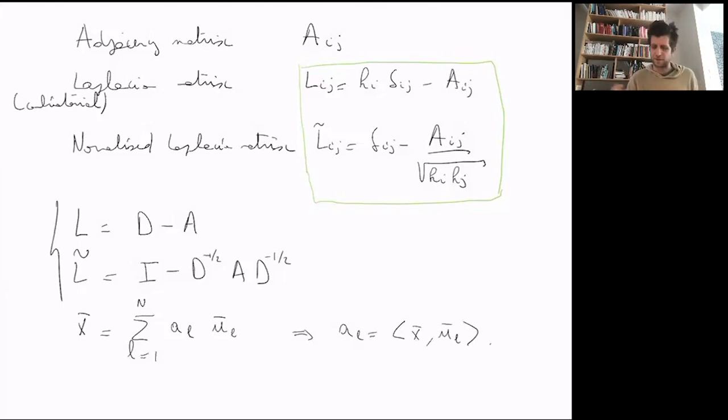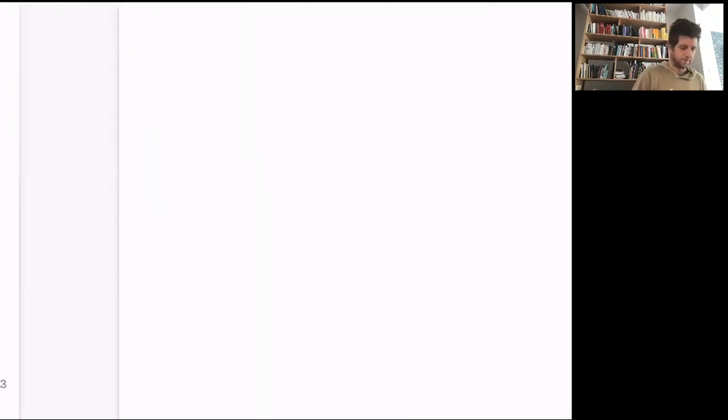So typically for the adjacency matrix, just one more thing: when the graph is undirected, all of these matrices are symmetric. So as we said, the eigenvectors form a basis, but also the eigenvalues will be real numbers.